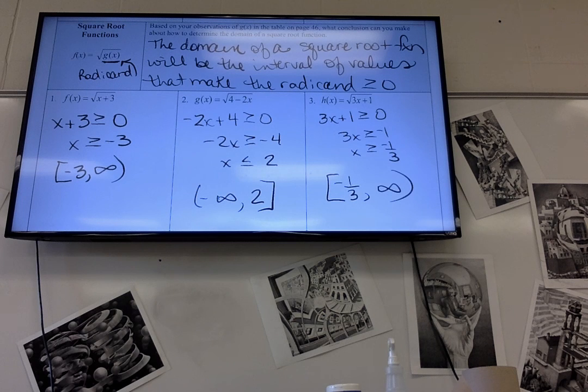Very good. Yes, ma'am. Doesn't the sign flip? Good question. The signs flip only if you divide or multiply by a negative. So since I'm dividing here by a positive 3, I don't flip it. And I'm subtracting 1, but I can subtract. I just can't divide or multiply by a negative without flipping it. Excellent question. Any other questions?